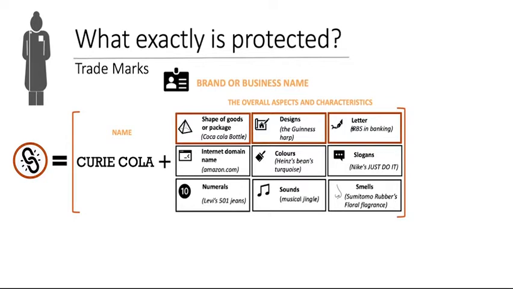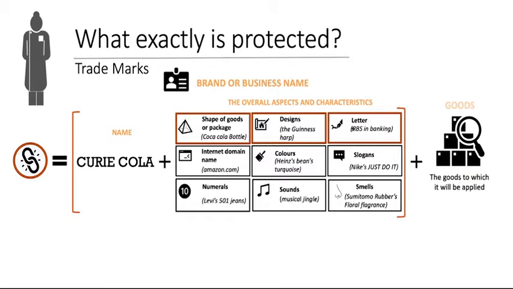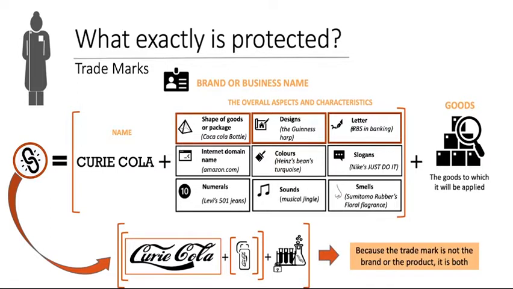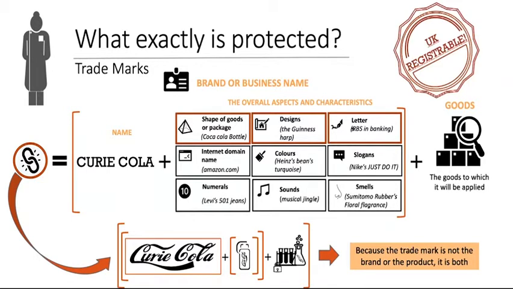And the third aspect that is also encompassed by this link, by the trademark, is the goods to which it will be applied. So in this situation, it would look something like this: the Curie Cola name, the way the name is designed, like a symbol, the bottle, the way the bottle is designed, and the beverage itself, the product to which it's applied. All of these aspects, even sounds and smells, are registrable in the UK.